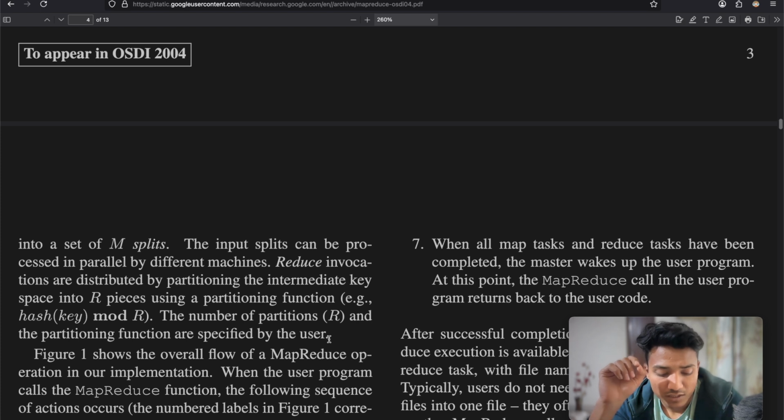So I take like 10 and I do the hash of key. All the keys that are the same will automatically go to the same partition, because that's how hash and mod work. Basically, we are pretty sure that if we do hash of key mod R, the keys which are the same will all lie in the same partition.